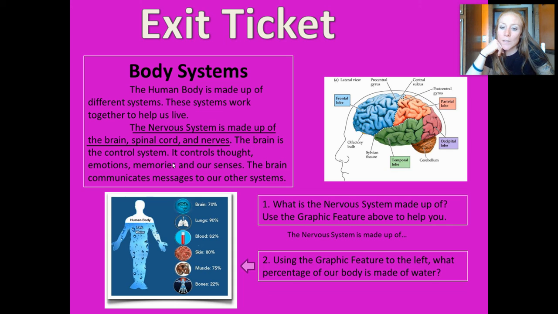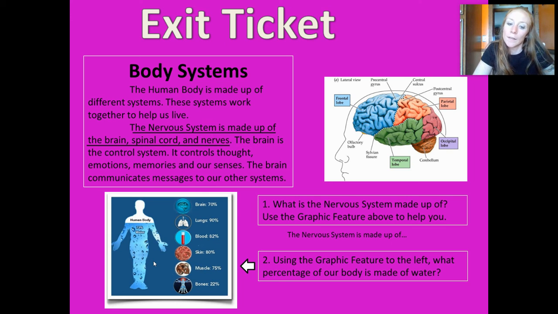Question number two. Using the graphic feature to the left, what percentage of our body is made of water? Now, track your screen and look at the graphic feature to the left. I see lots of different percentages and numbers and pictures. So I'm going to start at the top. I see brain 70%, lungs 90%, blood 82%, skin 80%, muscle 75%, bones 22%. But now look at this human body. There's something in the human body that's going to help you with question number two. I'm going to give you 15 seconds. I'll reread the question to you and get the answer in your head.